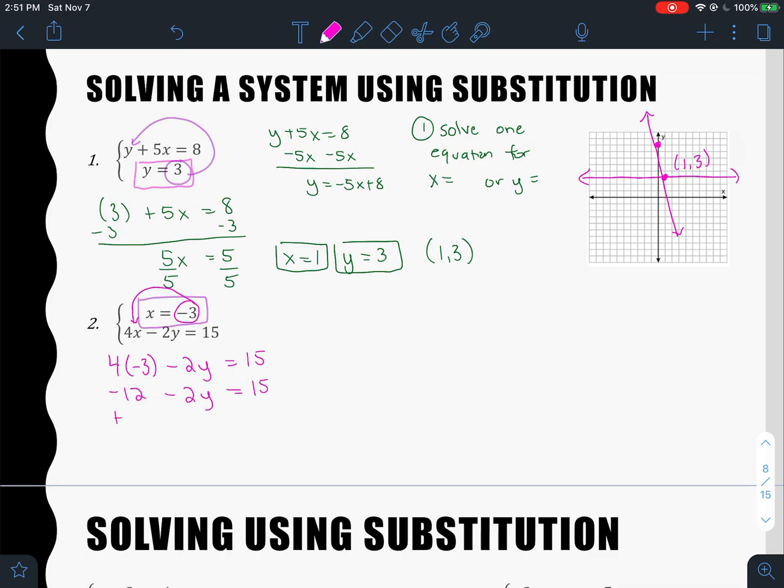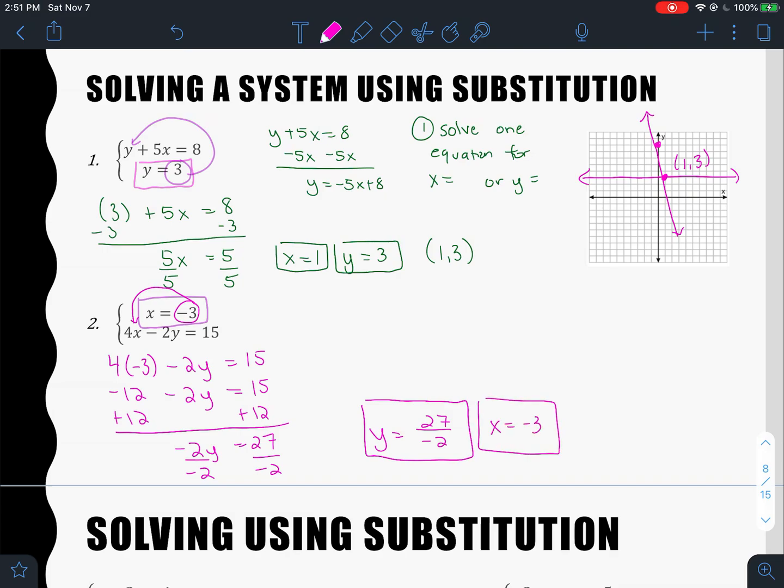4 times -3 is -12. -12 minus 2y equals 15. Then we're going to solve for y. So we'll add 12 to both sides, and we get -2y equals 27. Then divide both sides by -2, and y is going to equal 27 over negative 2. So that's going to be the y coordinate, and then my x coordinate is negative 3. If I were to graph those two lines, they would intersect when the x coordinate is negative 3 and the y coordinate is 27 over negative 2.